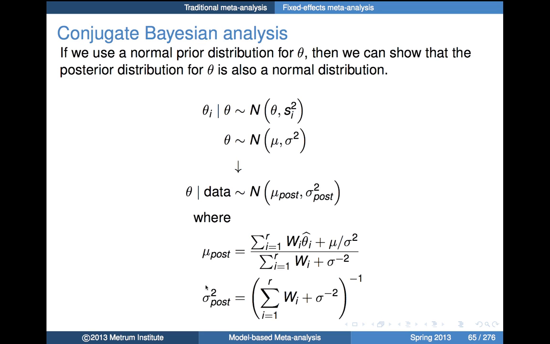We'll start with the variance. The variance sigma squared post is just the sum of the weights plus 1 over sigma squared, that whole quantity inverted. And the posterior mean is the sum of the weights times the observed differences plus mu over sigma squared, divided by the sum of the weights plus 1 over sigma squared. We can express this in closed form, and if we wanted to do a simple Bayesian analysis in this context, we could simply write out the posterior distribution.